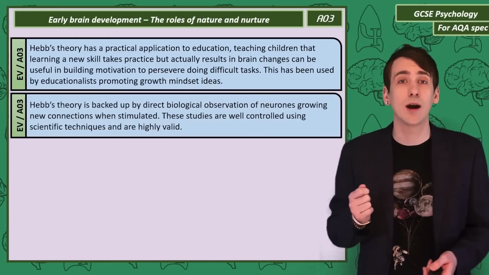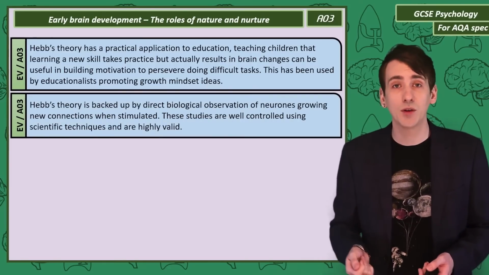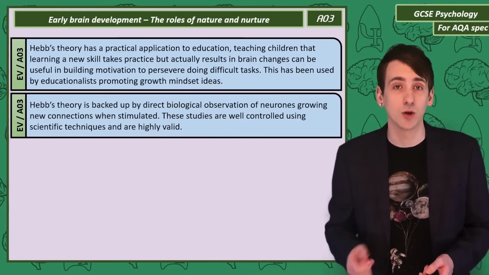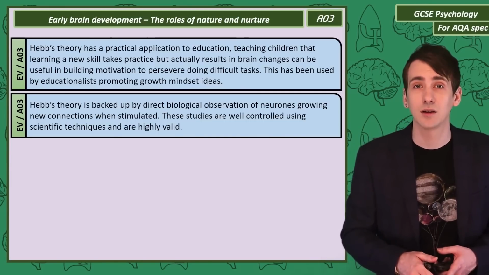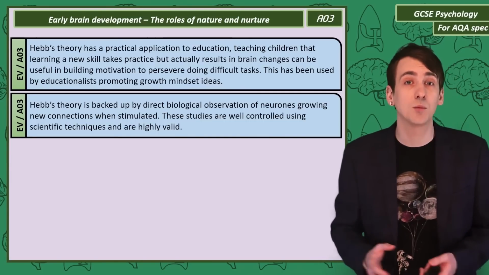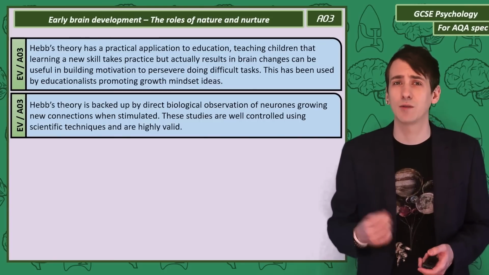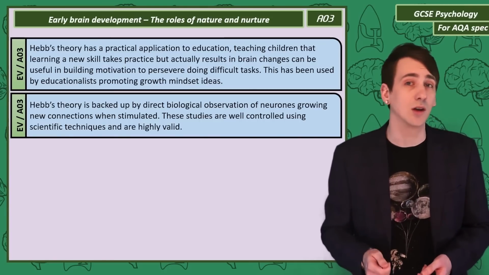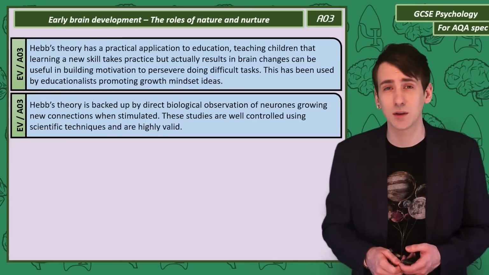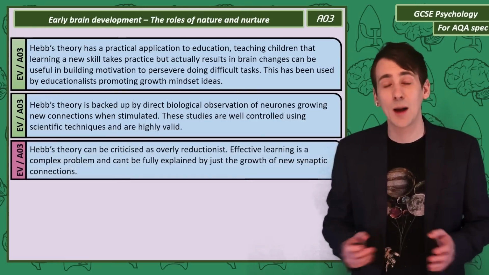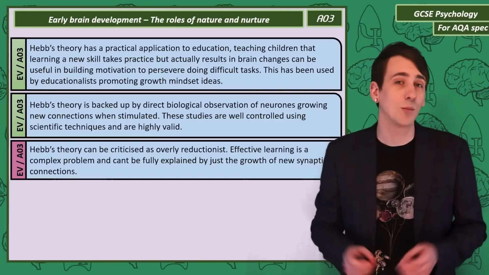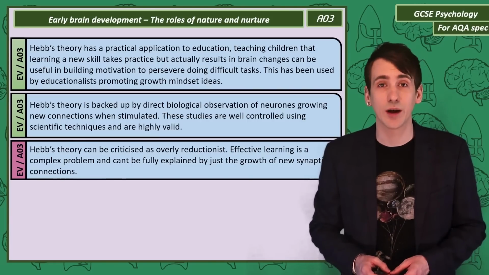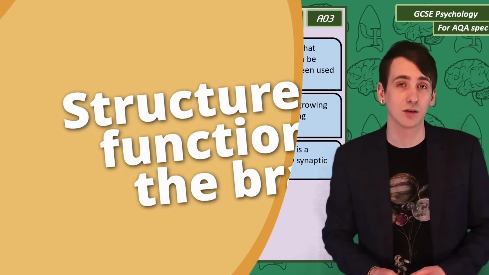There's also direct biological evidence. Observations under the microscope of neurons growing new connections when electrically stimulated. Biological research is performed with precise tools under careful controls, so this is strong evidence for the physical growth of neurons when stimulated. While Hebb's theory can be criticised as being overly reductionist, effective learning is a complex problem and can't be fully explained just by the growth of new synaptic connections.